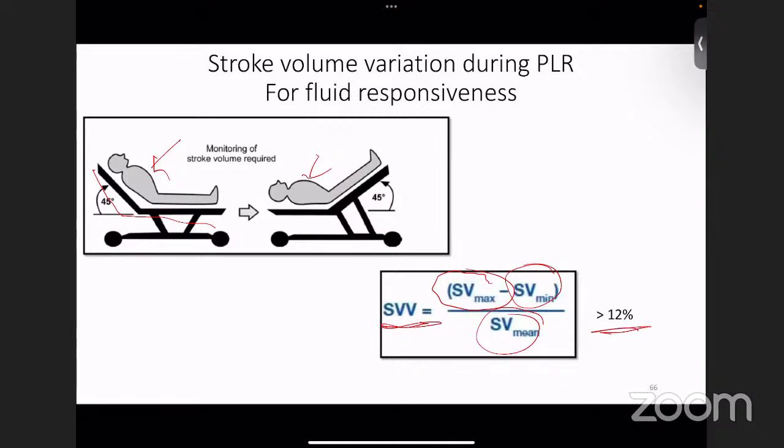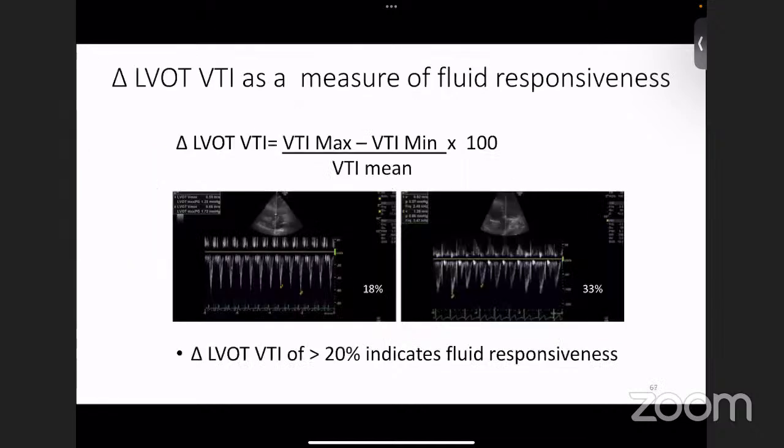If it is more than 12%, that means that the patient is fluid responsive. But you have to be very fast in calculating that, because you get only 1 minute to calculate the LVOT VTI. But no harm in practicing, and once you practice, you are definitely going to get it. And why do you need very expensive hemodynamic monitors when you can do it at the bedside with an echocardiography.